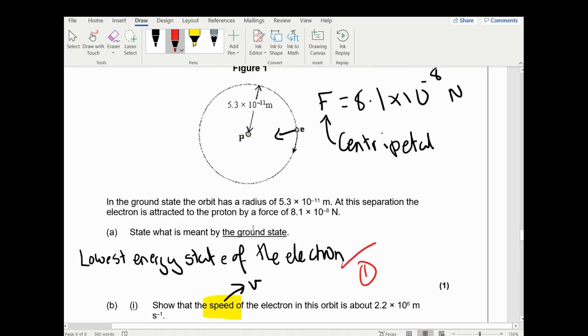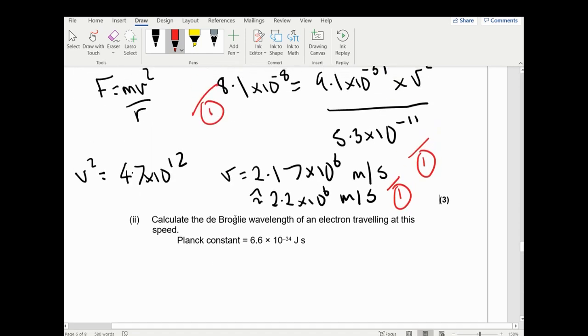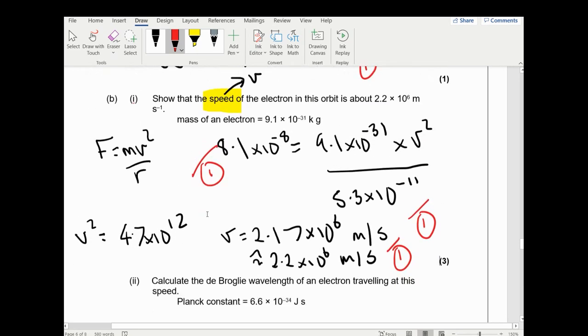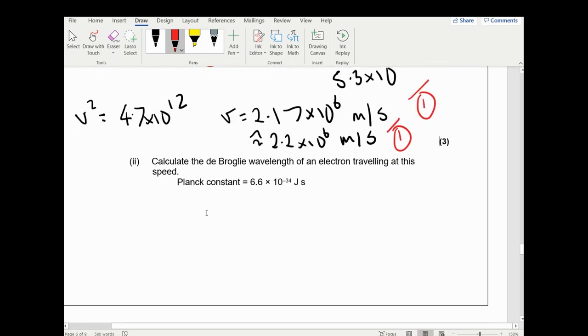I also drew in the diagram the force of attraction. So that's the force pulling them together, so I drew that on the diagram. And that's a nice circular motion question there.